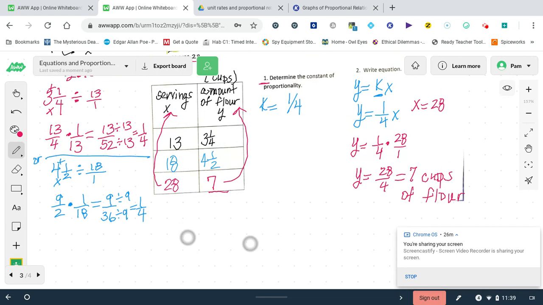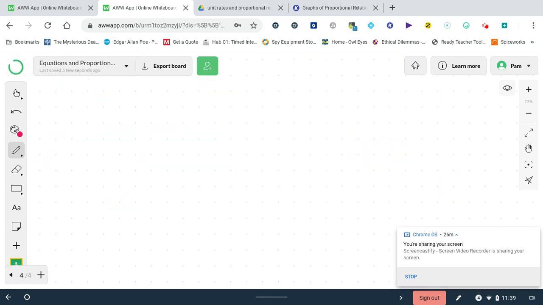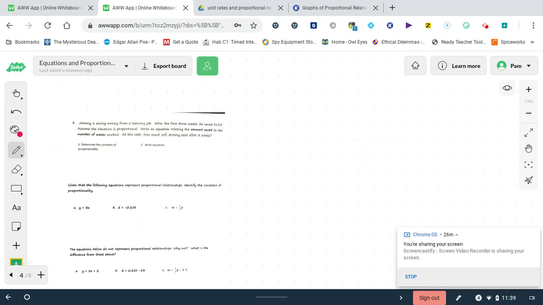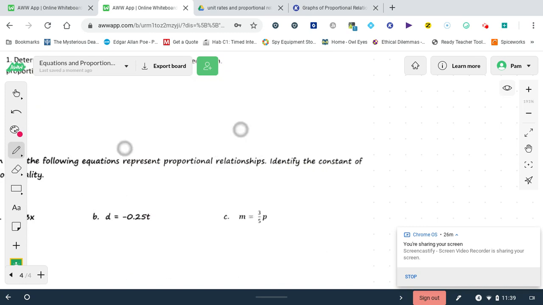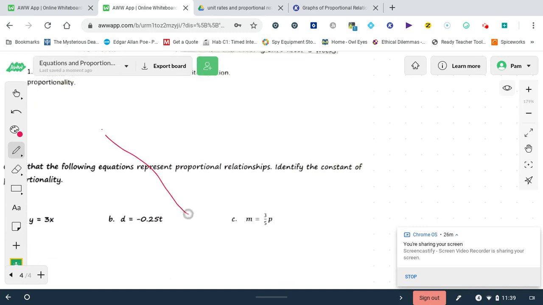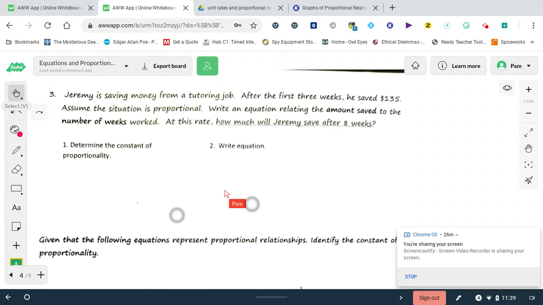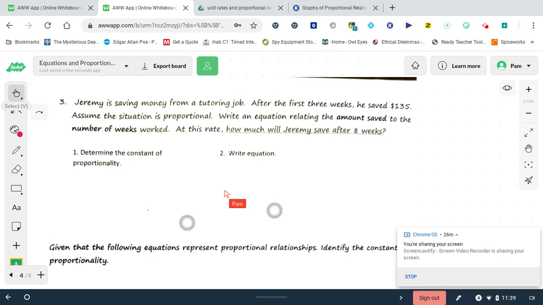All right, let's go on to the next page. Last one, guys. Last page. All right, so let's take a look at this example.